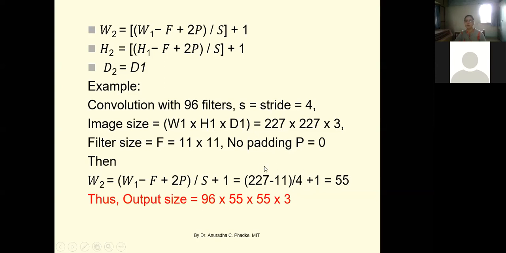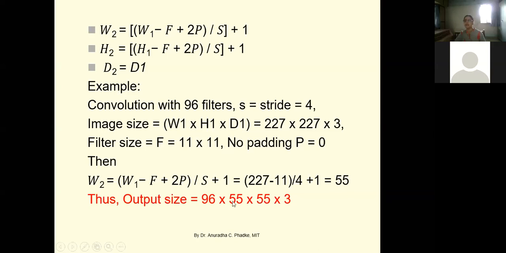So if you compute these values, you will get the resultant output as 55. So your output image size is 55 by 55, right? Because your original image is square in nature, your H2 parameter is the same, 55. So your resultant image size is 55 by 55.